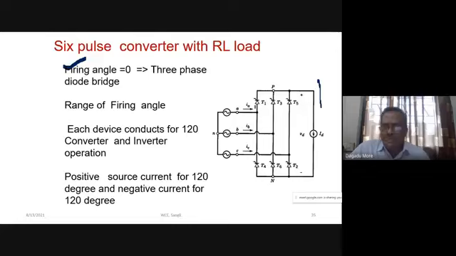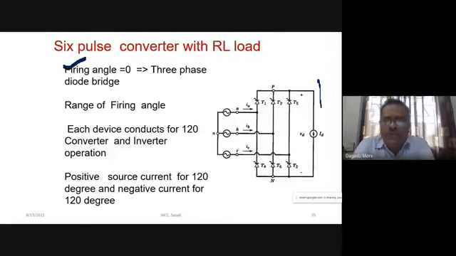Particularly, we have to see what the range of alpha is. What will be the range of alpha for this converter? Anybody? What is the range of firing angle alpha for a 6-pulse converter? The 6-pulse converter we can also call a 3-phase full wave fully controlled converter. What is the range of firing angle alpha?